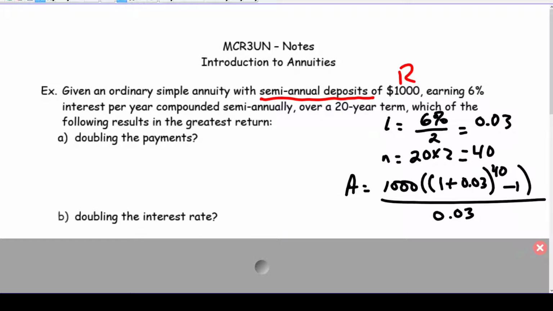And off screen, I'm going to use my calculator. Hopefully I don't mute anything again this time, just to calculate that. So 1,000 times bracket, 1 plus 0.03, close the bracket, power of 40, minus 1, close the second bracket, divided by 0.03. And that's giving me $75,401.26.